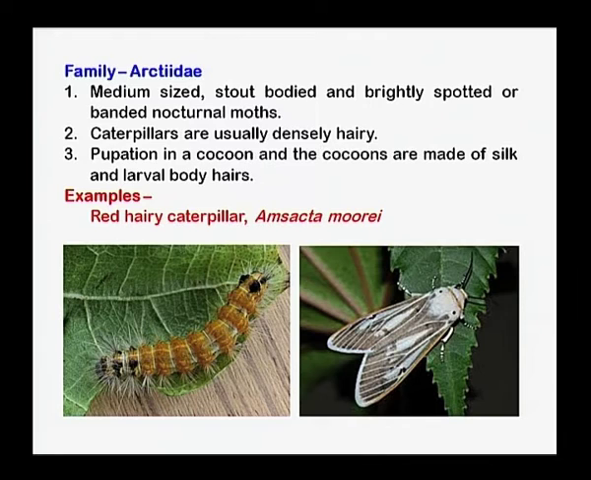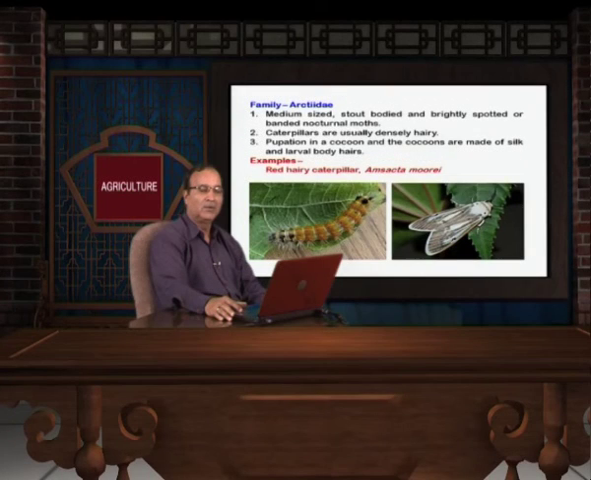Pupation always takes place in a cocoon or a shell-like structure which is mostly made up of silk and larval body hairs. One important pest, that is the red hairy caterpillar, is a common example of the family Arctiidae. The larva of this moth is very much harmful to many of the Kharif season crops.